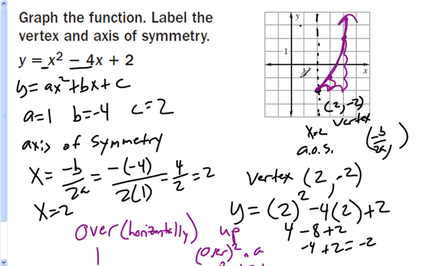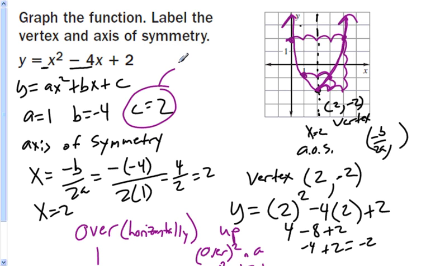And then again, I can reflect those points across the axis of symmetry. It's 1 to the right, I go 1 left. This is 2 to the right, I'm going to go 2 left. And I've got my new point for the left side.